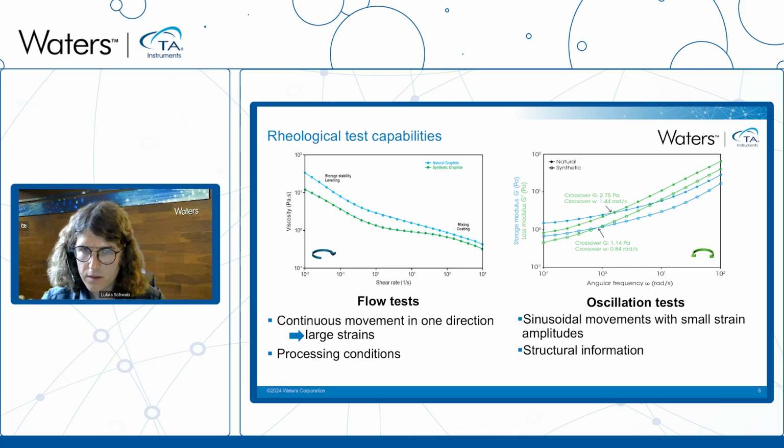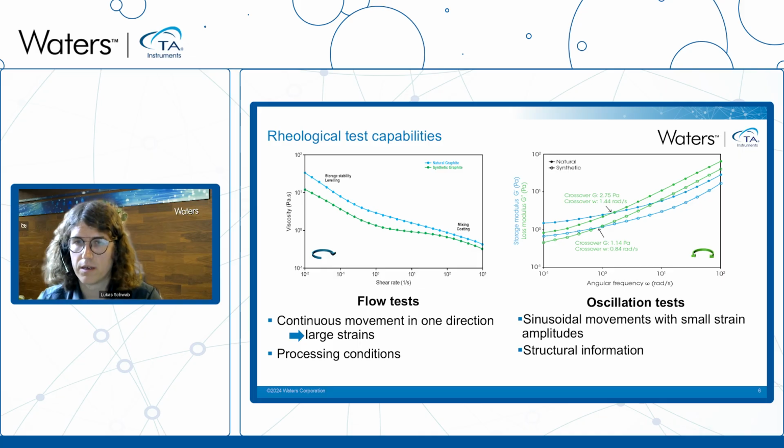And on the right side, we have the oscillation tests, so small oscillation movements. Here we look at a different parameter, which is not called the viscosity, but a modulus, and we have not one, but two. So we have in blue the storage modulus, which is the elastic part, and so how much does the sample behave like a solid? And in green, we have the loss modulus, which is the viscous part, showing how much the sample behaves like a liquid.